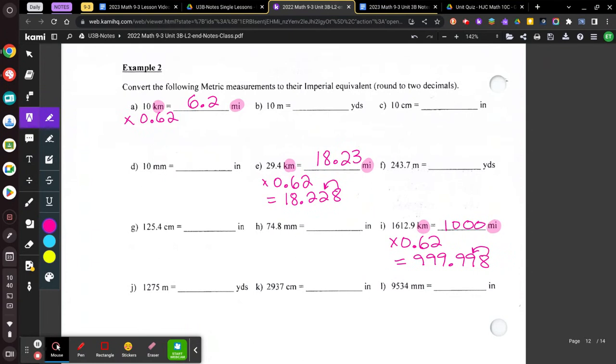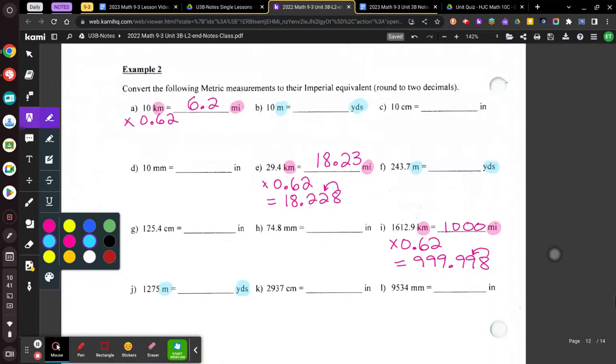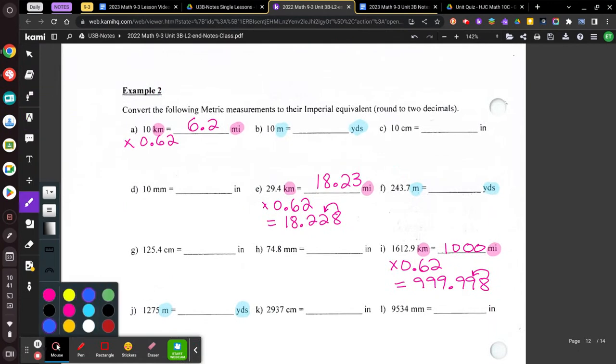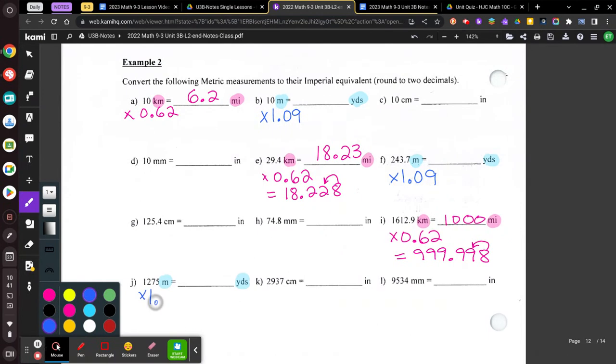The next one we're looking at is meters to yards. So if I look at my chart, we're going to find all the ones that have meters to yards. Okay, we're doing all those blue ones. So meter to yard, if I look up there, is 1.09. So now we're going to times by 1.09, times 1.09, and times 1.09. These are all the meters to yards questions. All right, do your multiplying.